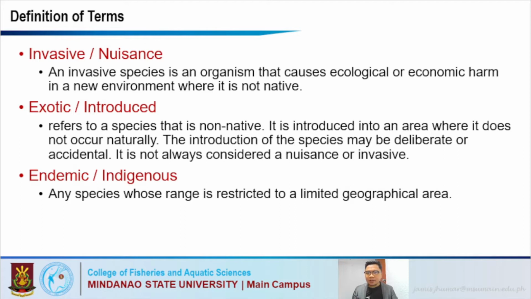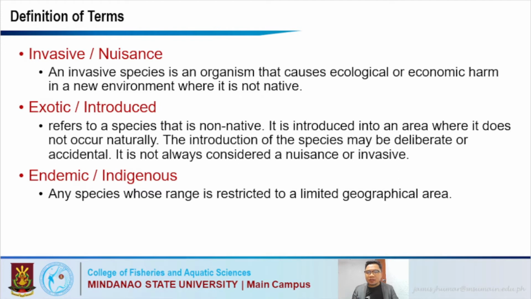First, we have invasive or nuisance species, an organism that causes ecological or economic harm in the new environment where they are not native. So basically, we have noted different species that are now being cultivated, but there are also species that cause harm to the native species, or what we call the endemic species, naturally growing in the waters of the Philippines. So again, invasive means they are not native in that particular area and they have caused ecological damage or harm to the new environment that they are introduced to.